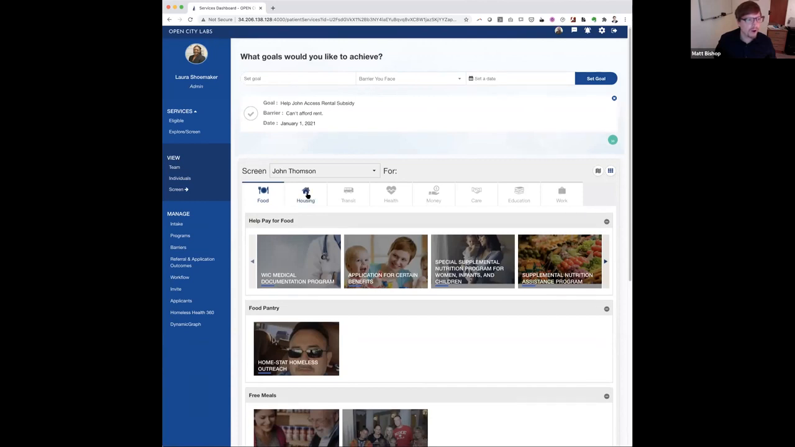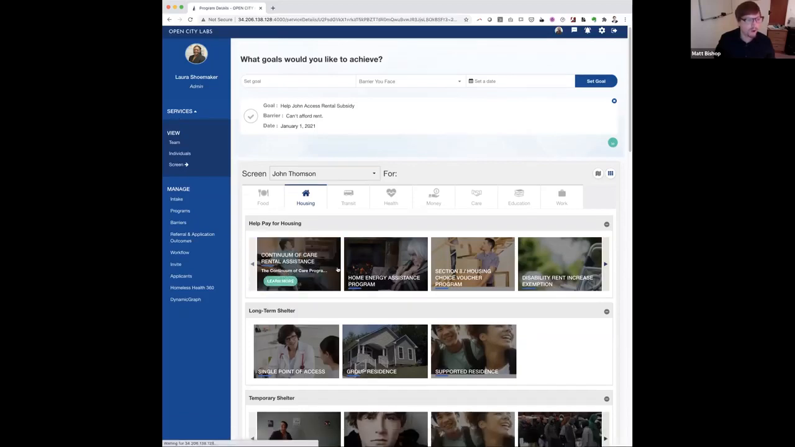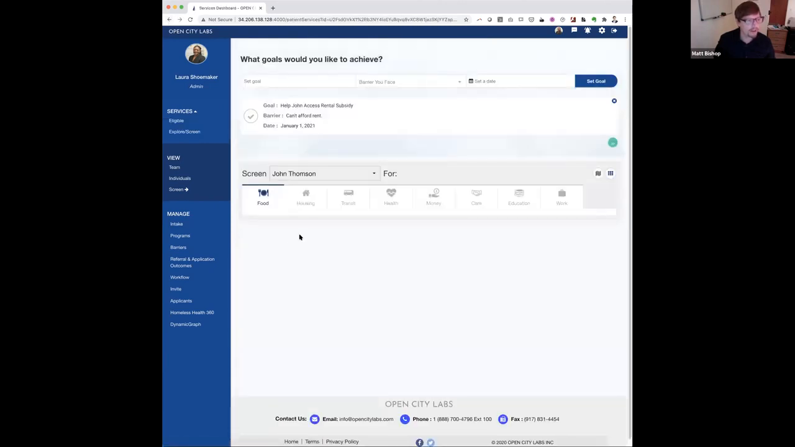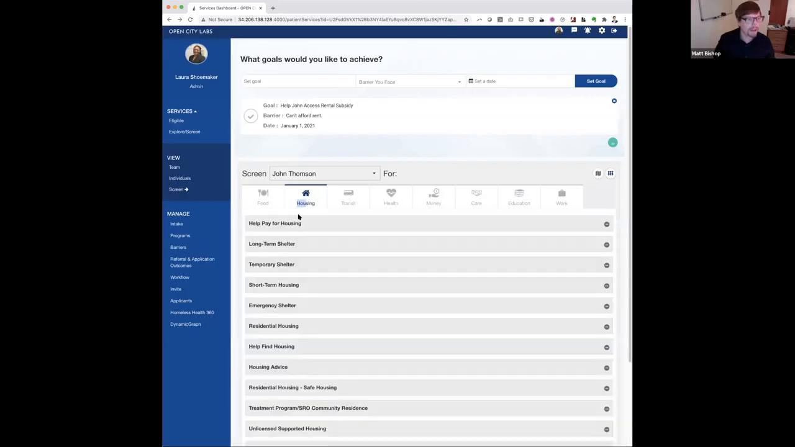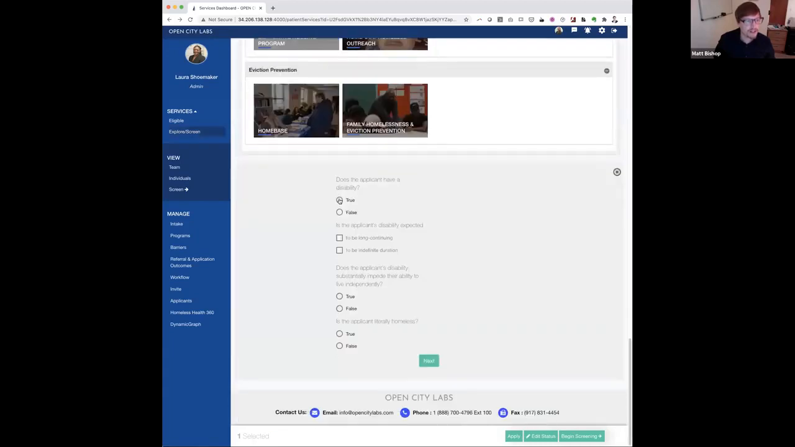And now, we know that we have 300 government programs across 30 agencies, but one of the programs that we want to learn more about that might be able to help John is this Core Services Group program. We can see where it's located. We can share this particular program, text it to John if we wanted to do that. But we're going to decide to go back and screen for eligibility for this program. So we're asked a series of questions.